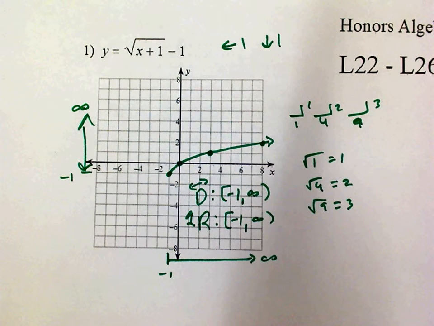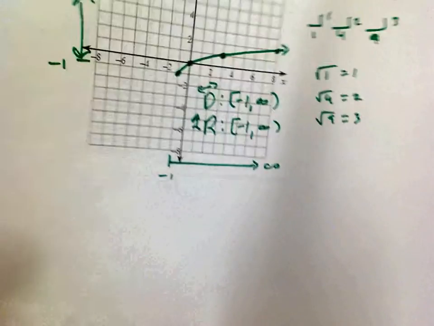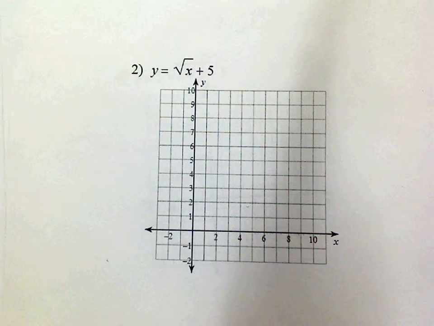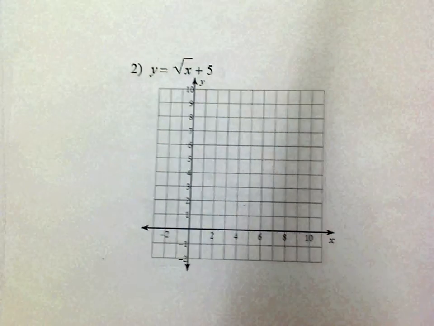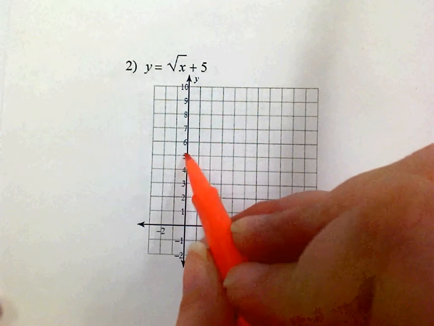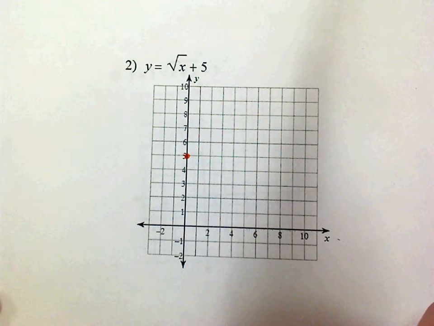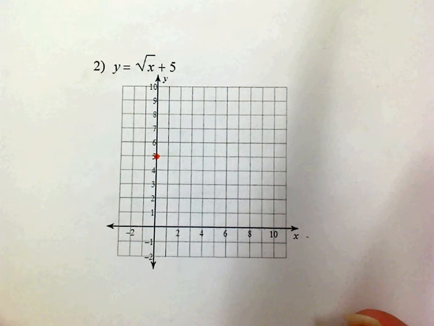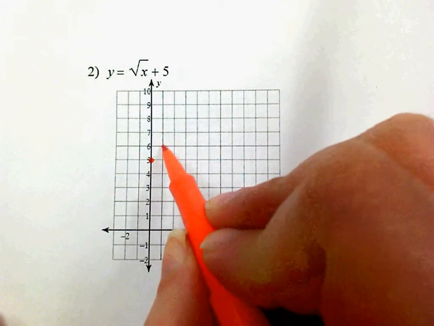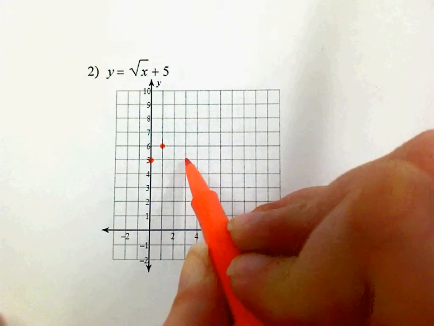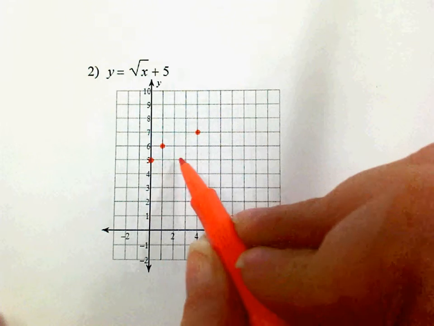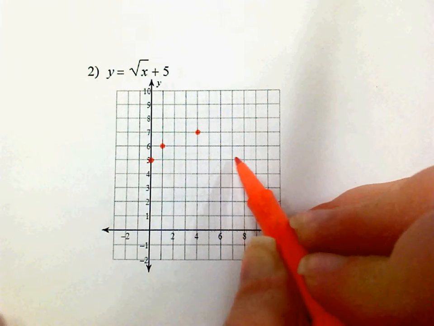Okay, now on number 2. It actually does not move left and right. There's nothing on the inside with the x, but the +5 is on the outside, so I do need to go up 5 and place my starting point. Again, there's no vertical stretch or compression, there's no flip over the x or the y, so I'm just going to follow my pattern. To the right 1, up 1, to the right 1, 2, 3, 4, up 2, and then to the right 9, up 3, 1, 2, 3, 4, 5, 6, 7, 8, 9, up 1, 2, 3.